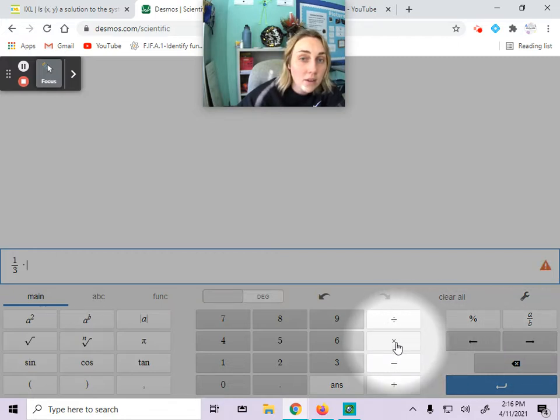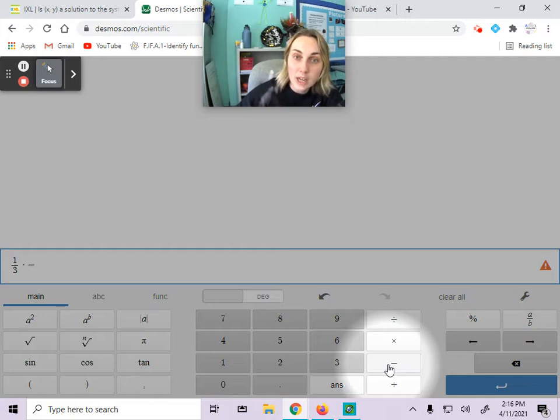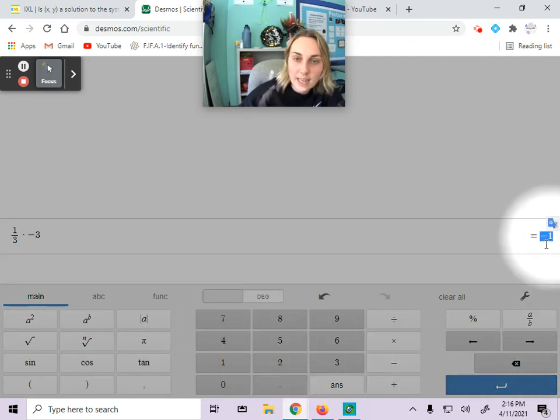And then here's another important thing about this calculator. As y'all know, when y'all were at school, your calculators had a subtraction button and it had a negative button. They were two separate buttons. Here, that's not the case. In this particular calculator, you're going to use the subtraction button as your negative button, and it'll work just fine, okay? So it's 1/3 times -3. Click enter. That's going to give me -1.